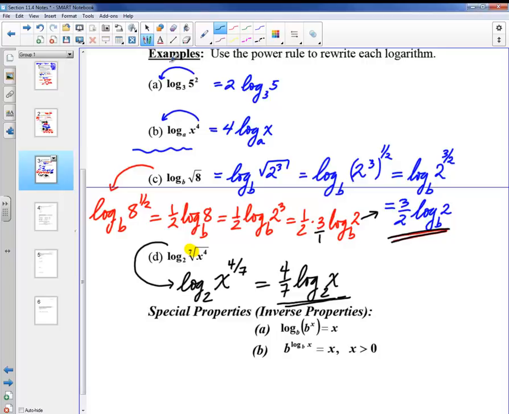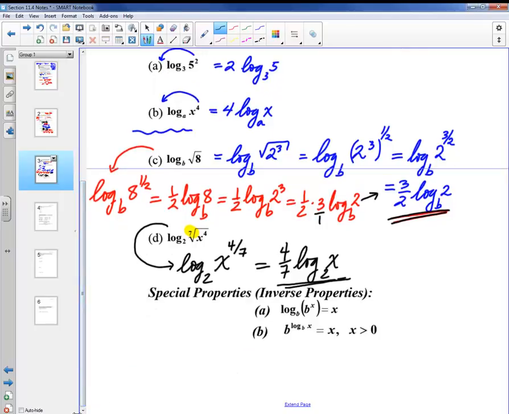And that is the power rule. Now, the special rules or inverse properties, we've seen some of them before. This one, in fact, is the one that we did in section 11.3, and that's when you had something like log base 2 of 2 to the 5th, and it gives you just 5. So it's called an inverse property because log and exponents are kind of reverse of each other. So you're taking log base 2 of 2, raising it to a power. So it's almost like everything cancels out, the log, the base 2, and it gives you the exponent.